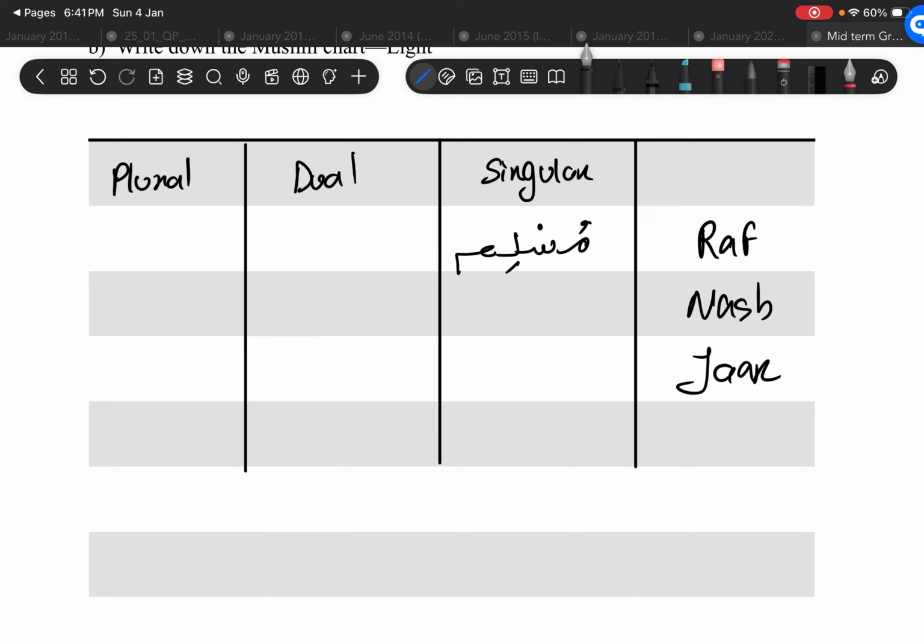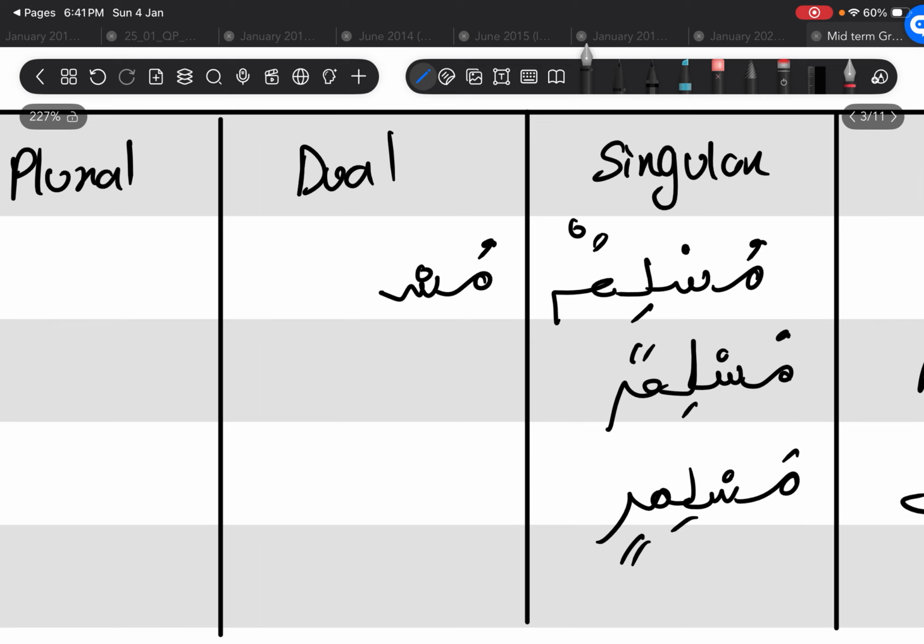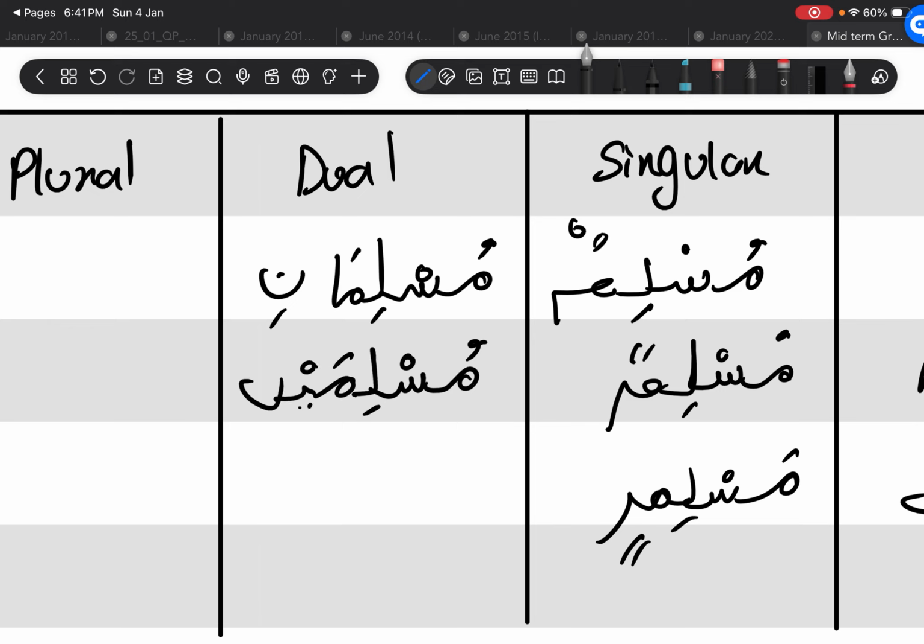The singular version of the rafa, the heavy version, is going to be muslimun, musliman, muslimin. And the dual is going to be the ani ones. Ani would mean two. Muslimani. Remember, both of them are the same for the nasab and jar. Muslimaini, and then you have muslimaini, the same thing.